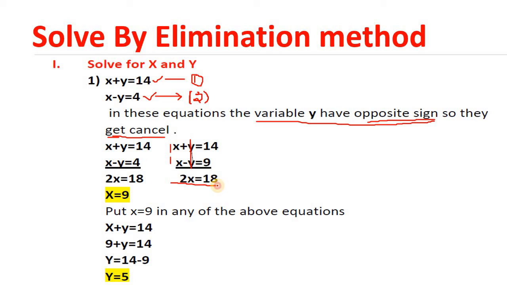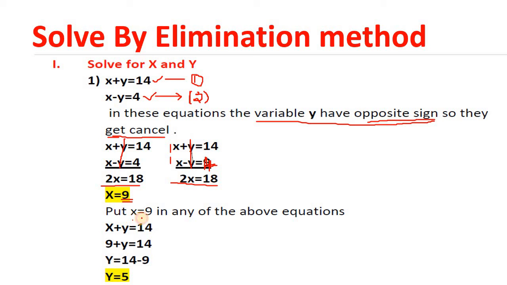So this is 2x, which is equal to, sorry, this is 14 plus 4. Here we cancel plus y and minus y. So we get 2x is equal to 14 plus 4, which is 18. Then x is equal to 18 by 2, which is equal to 9. So we got the value of x is equal to 9. Now we got the value of x.